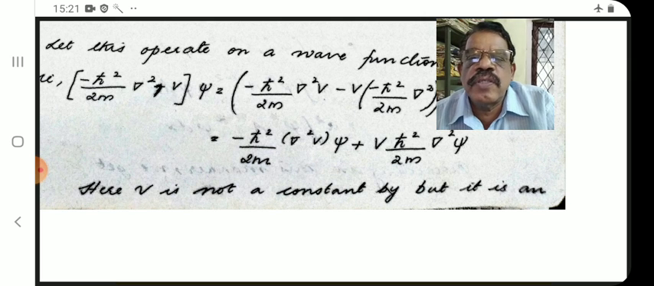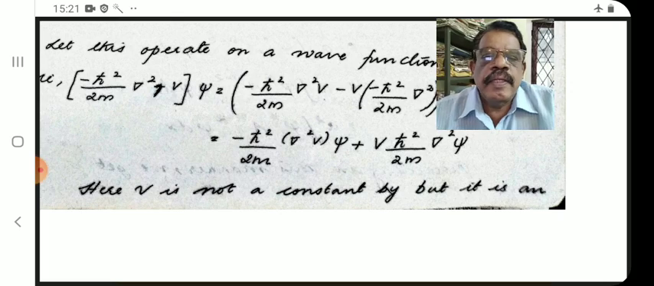Here V is not a constant. Here it is an operator.